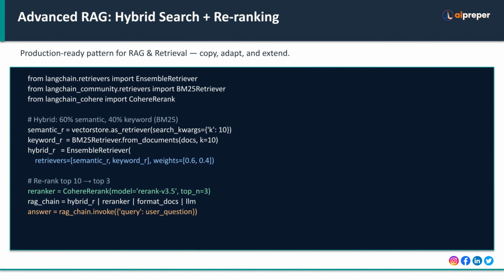This code example demonstrates a production-ready pattern for hybrid search and re-ranking using LangChain. It combines semantic and keyword retrieval before applying a Cohere re-ranker for improved results.